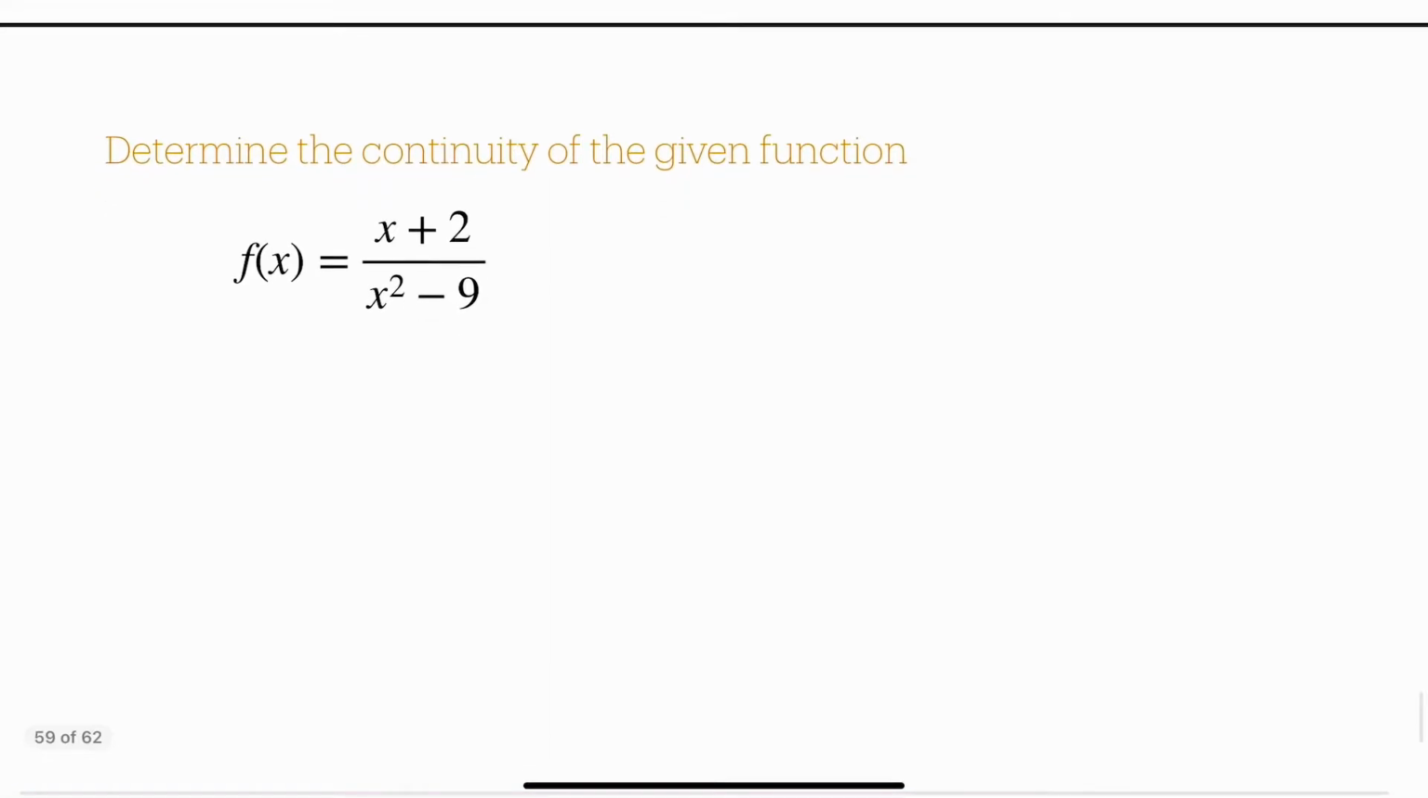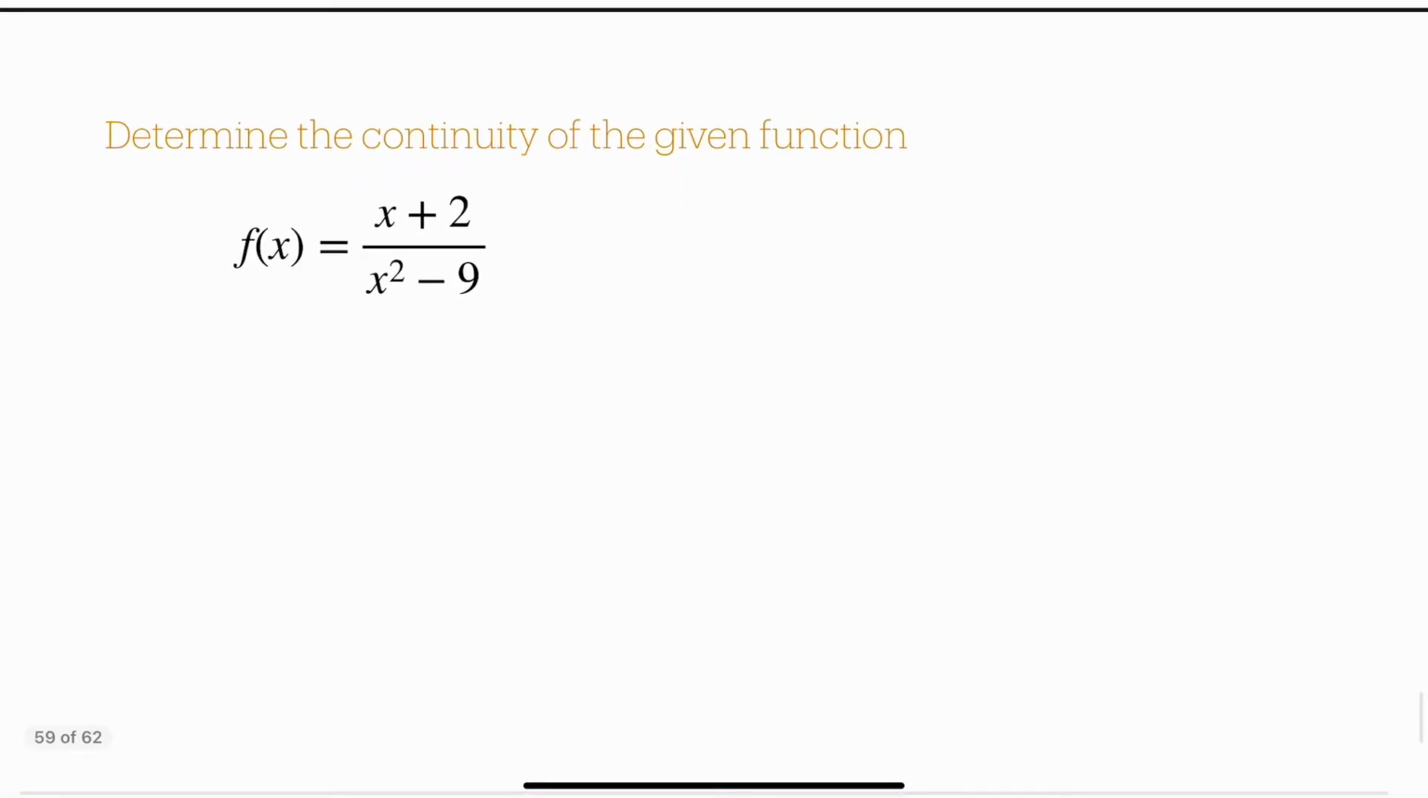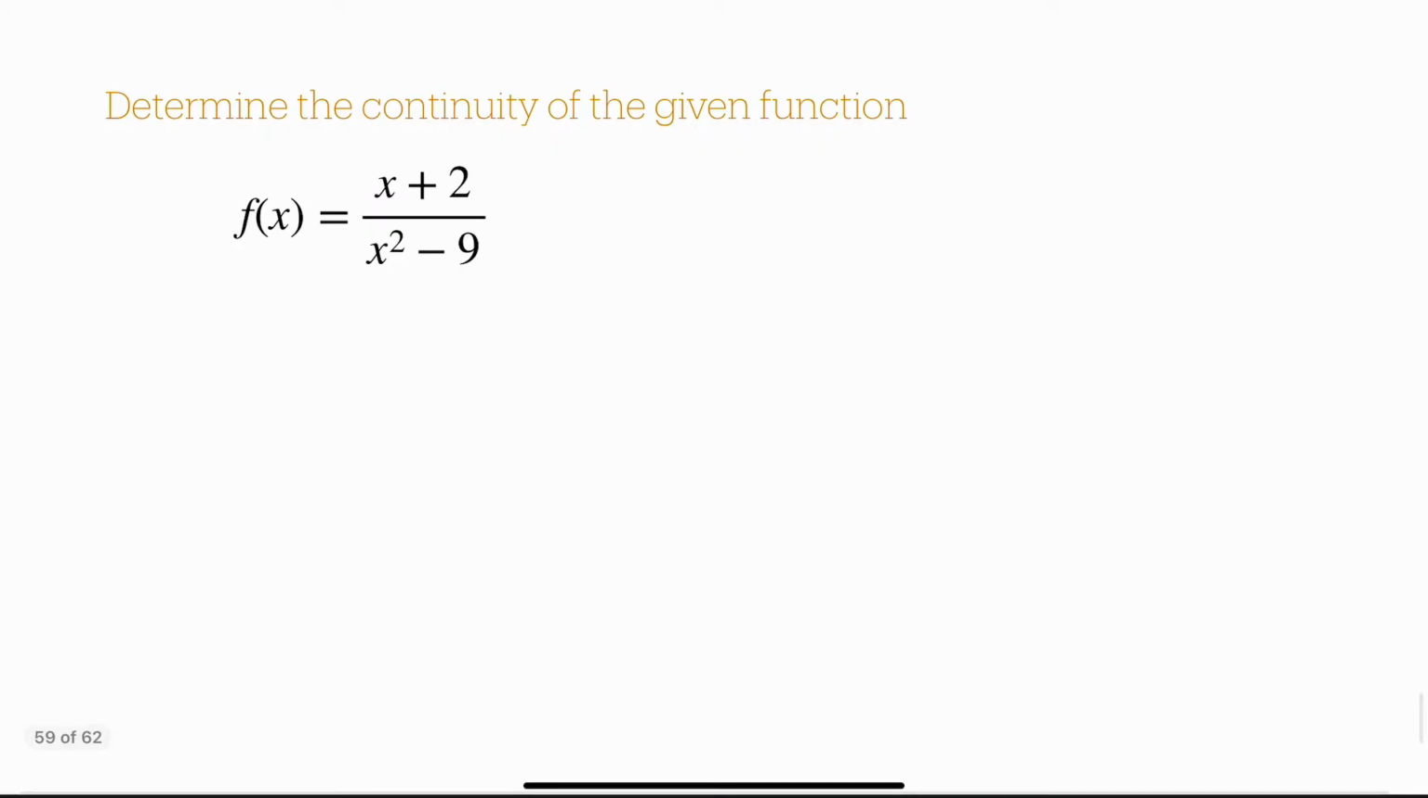How about this? We have f of x equals x plus 2 over x squared minus 9. So we don't have any idea. If you don't have any idea what the curve looks like, we just look for the values of x that will make this denominator 0. So what we can do here is simply equate that to 0. So x squared minus 9 equals 0.